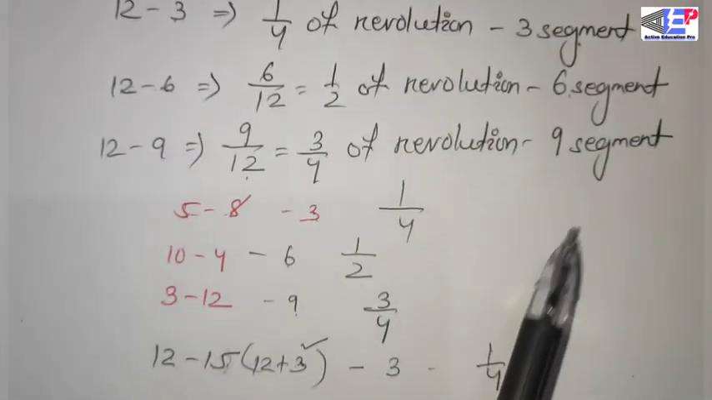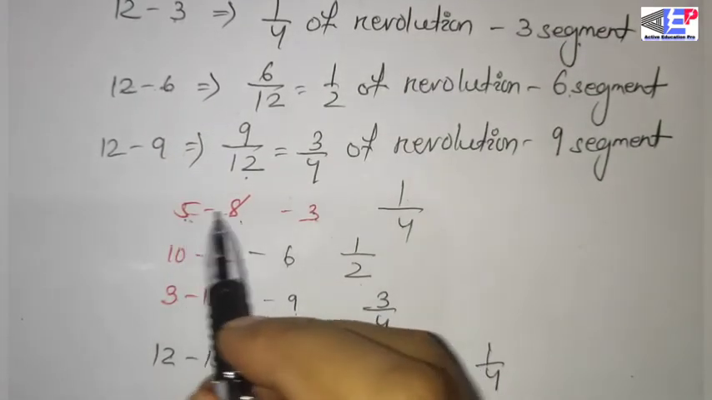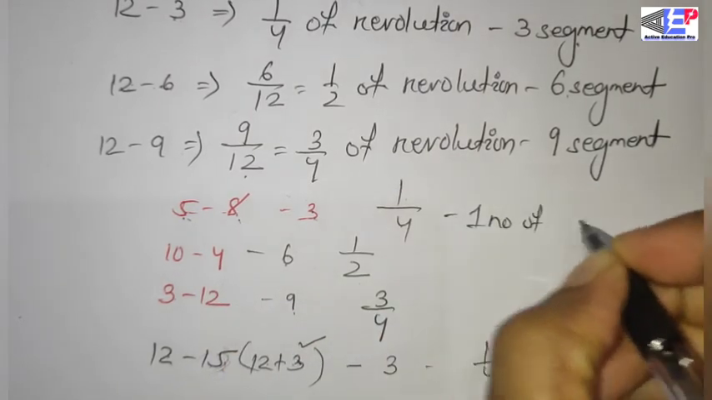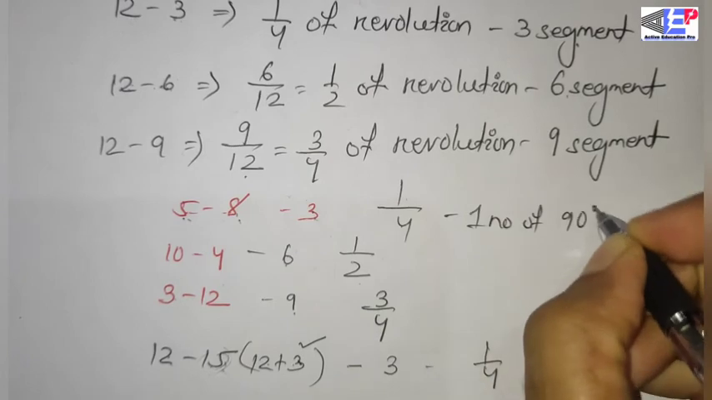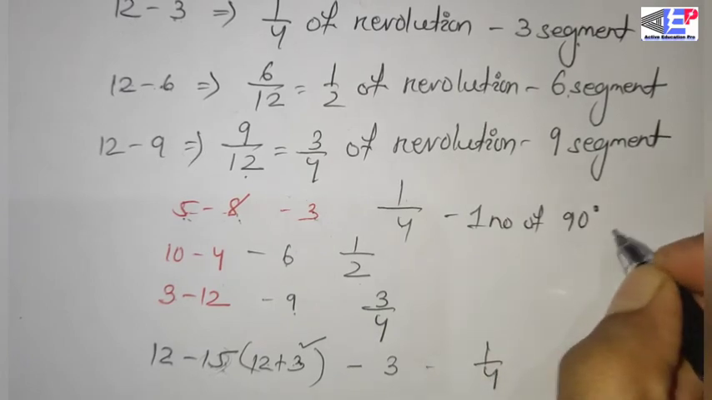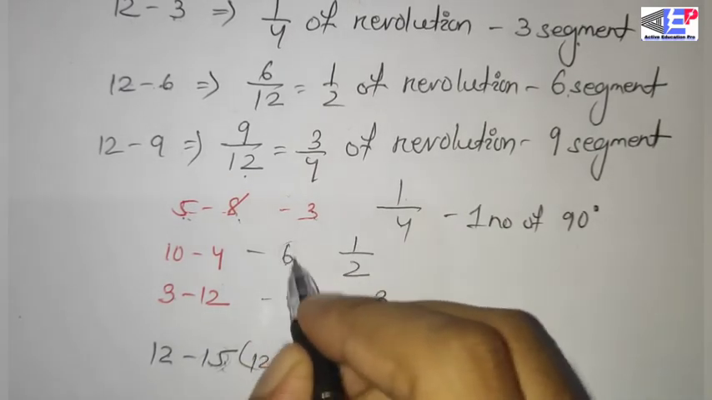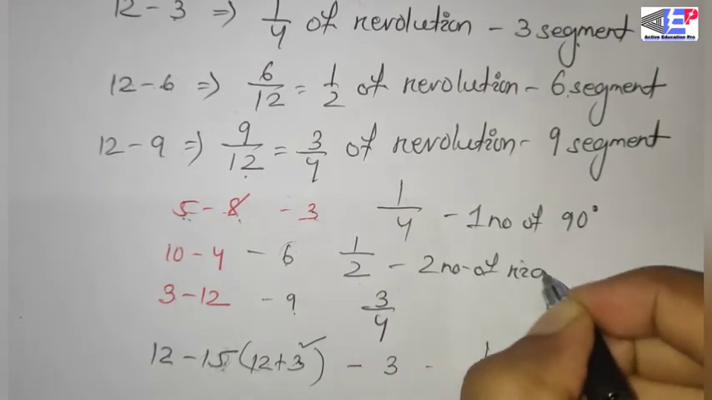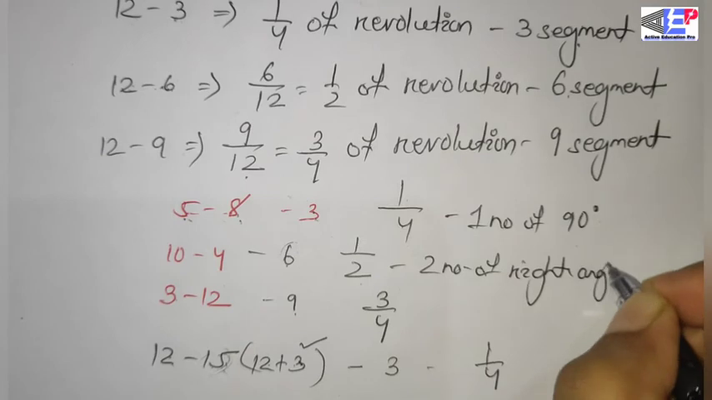So the problem is again 5 to 8. 5 to 8 means 3 equal segments. So you move 1 right angle. This is a 90 degree angle. If you move half, if you move 6 equal segments, there are 2 right angles.